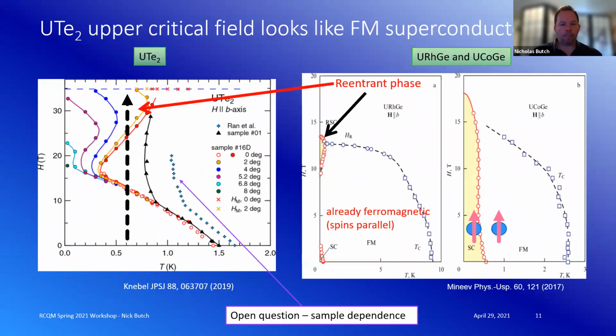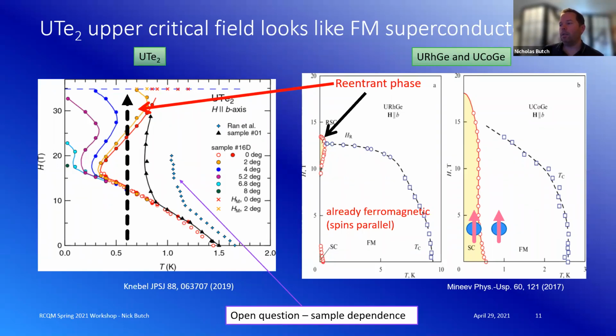Okay, so what about this? Well, we don't live in a vacuum. Of course, people have been looking at ferromagnetic superconductors, especially in the heavy fermion community, for a long time. The upper critical field curve, UTe2 here on the left, is shown for a different sample, taken from a paper by Knebel and coworkers on their samples. So this is Japanese-French collaborators.